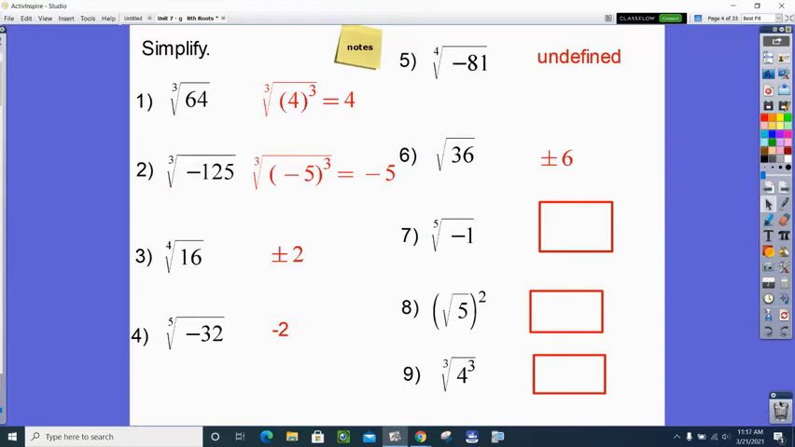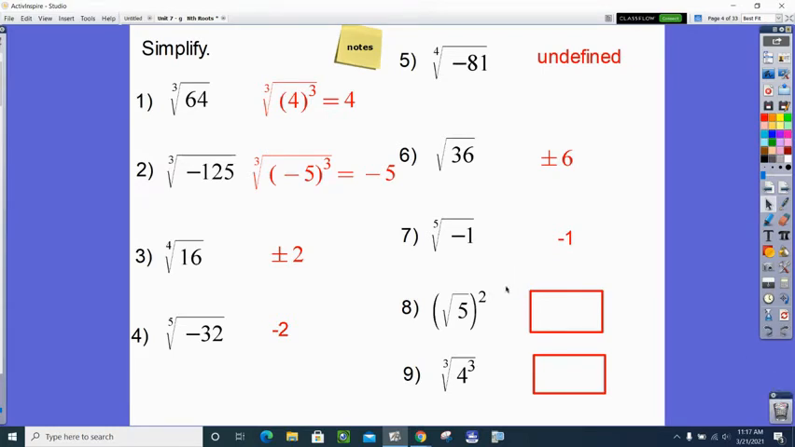How about number 7? What would the fifth root of negative 1 be? Well, any root of 1 has something to do with 1. 1 times 1 times 1 times 1, right? And to get the negative, since this is an odd, you could say it would be negative 1.